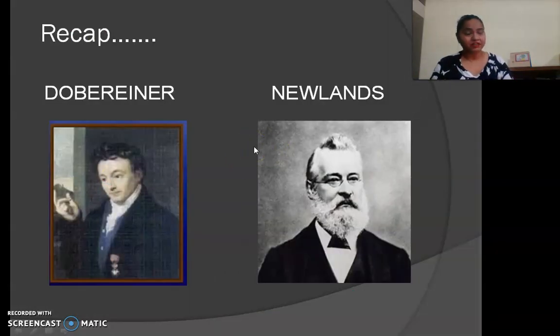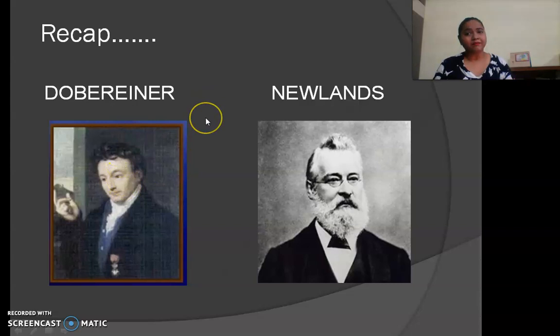We have learnt in the previous module that Doberanus' triad theory failed, but he was successful in inspiring a lot of scientists around the world. One such scientist was a British scientist, Newland. Newland's law of octave also failed.